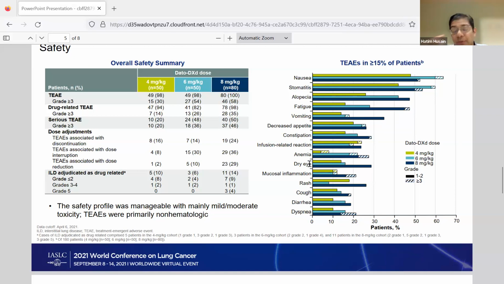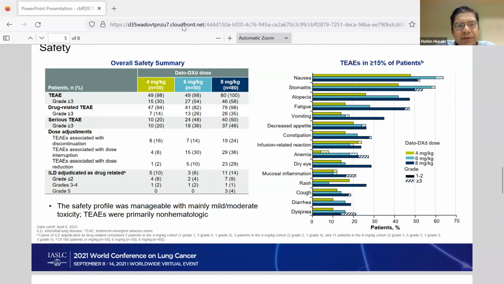I think of particular note when we think about ADCs is how does this affect ocular adverse events? And this may be an active area of discussion. Some other ADCs that are currently approved in ovarian cancer, one in particular known as mirvetuximab, requires ocular exams prior to administration with that medicine.